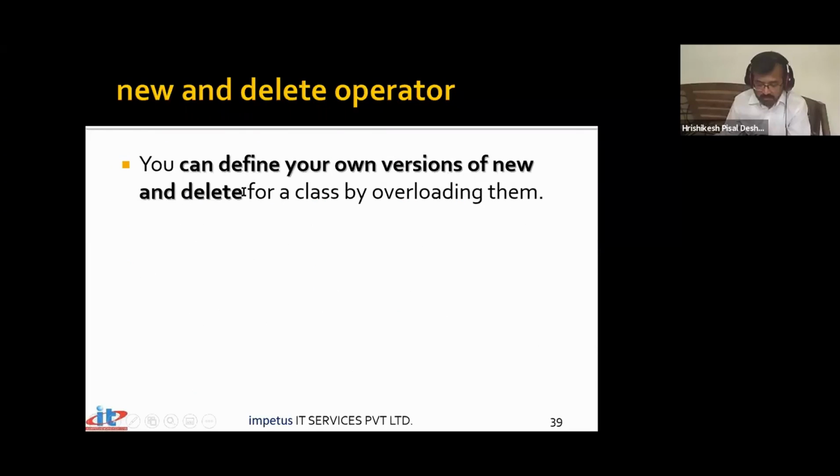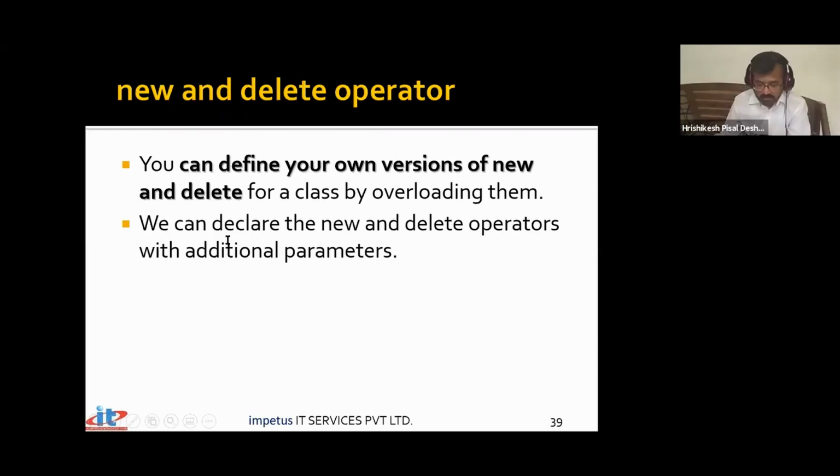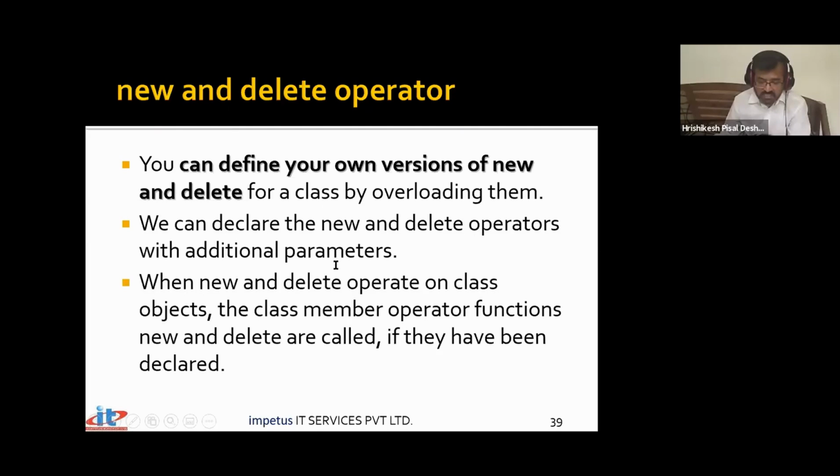You can define your own version of new and delete for a class by overloading them. We can declare new and delete operators with additional parameters. And what is that additional parameter that I was talking about? We are talking about the location where we want that object to reside. When new and delete operate on a class object, the class member functions new and delete are called if they have been declared. So if you have provided your own version of new and delete, then the global new and delete functions will not get called.